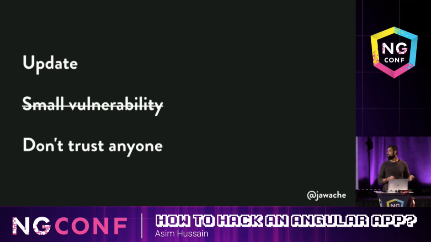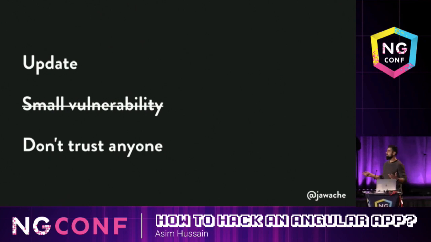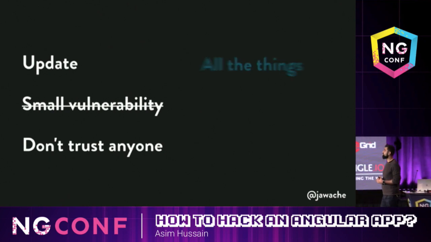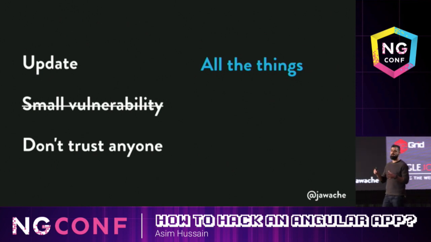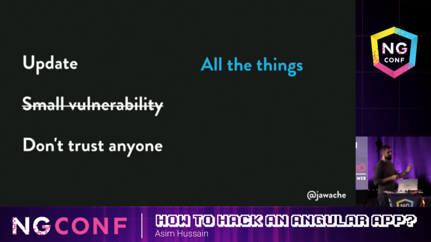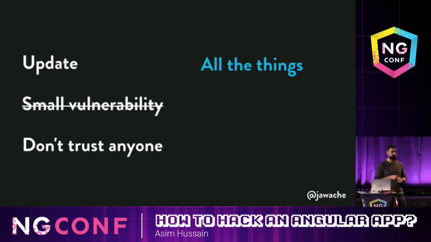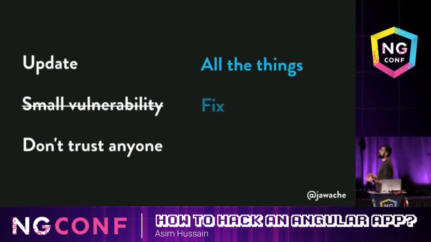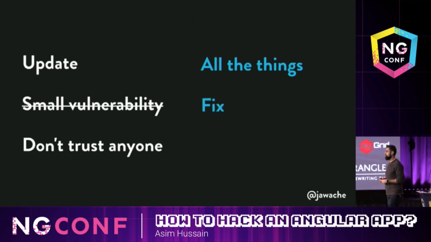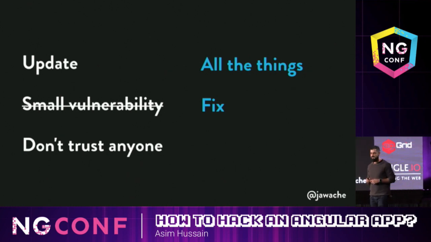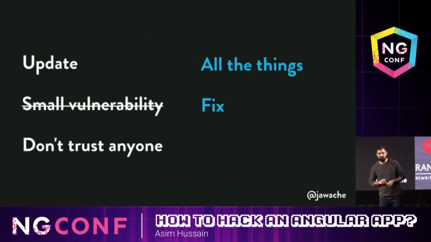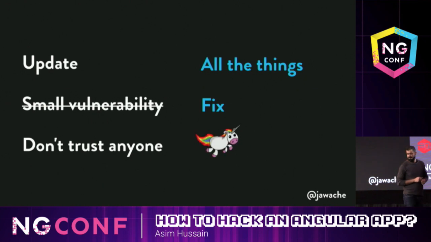Okay, to summarize, keep everything updated, right? Update all the things. No one wants to be that person in the meeting room with their CEO telling them why the company's failed because you couldn't be bothered to install an update. There's no such thing as a small vulnerability. Fix it. And did the NPM issue scare anybody? Yeah? I don't have a solution for that. So it's a unicorn.